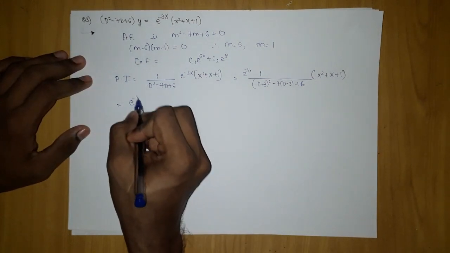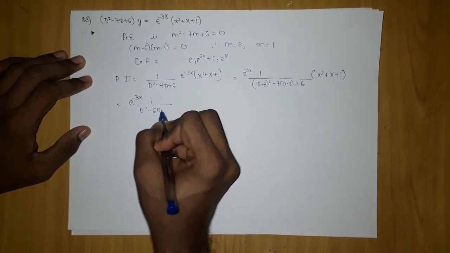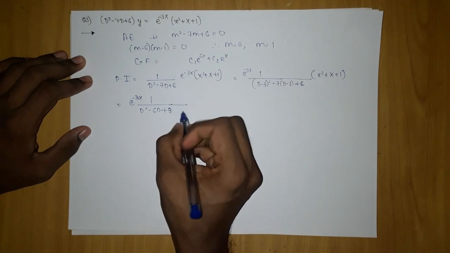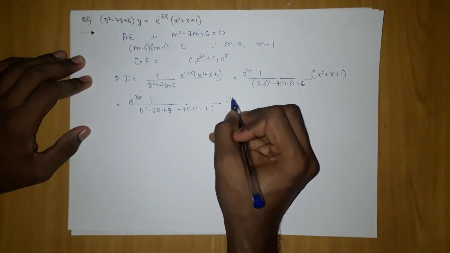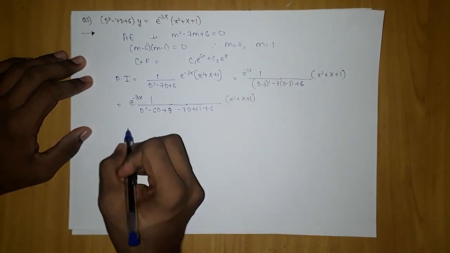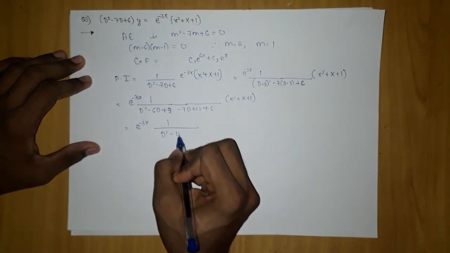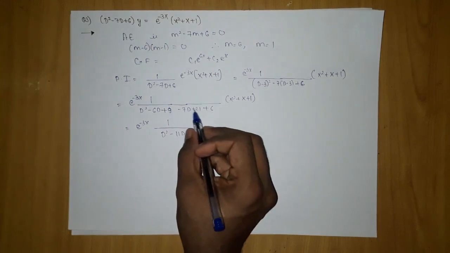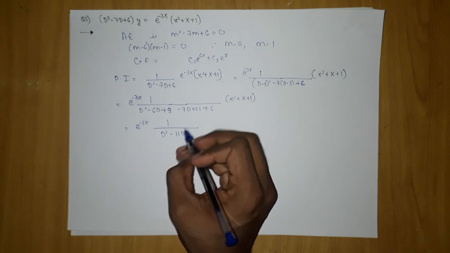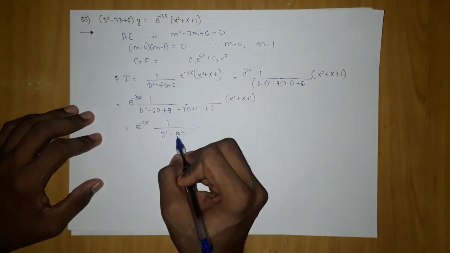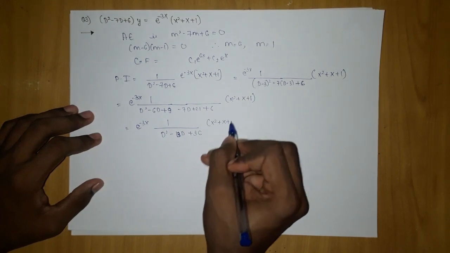Now what you are going to get, e power minus 3x by here (D square minus 6D plus 9). Do you agree? Minus 7D plus 21 plus 6 into (x square plus x plus 1). e to the power minus 3x bracket, this will become D square minus 13D, and this will become what? 6 plus 9 is 15, plus 21 is 36. So we are going to get the final equation as 1 by (D square minus 13D plus 36) into (x square plus x plus 1).